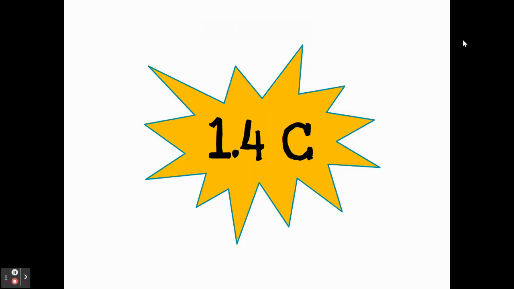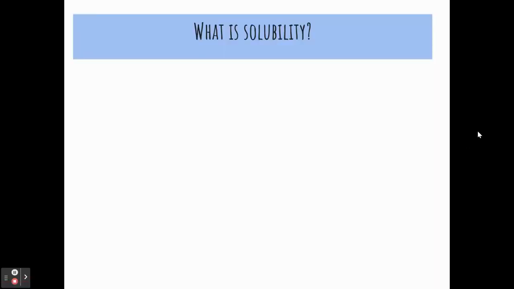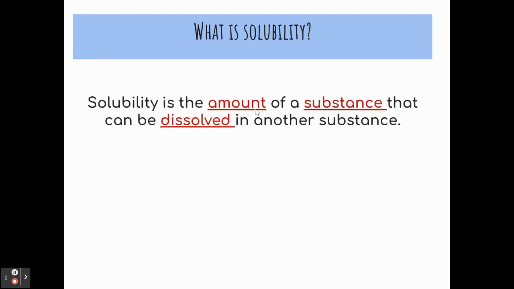All right, this is the last notes for 1.4. This is 1.4C. Again, it's in your packet with 1.4A and 1.4B. So the last physical property that you're going to learn about is solubility. Solubility is the amount of a substance that can be dissolved in another substance. So it's how much of something can be dissolved into something else.